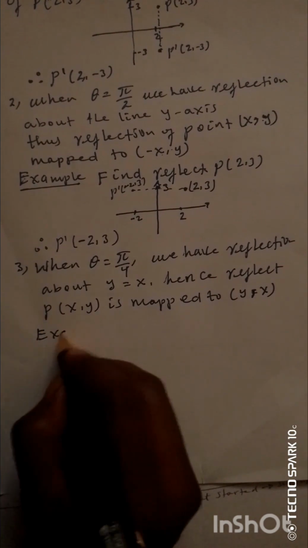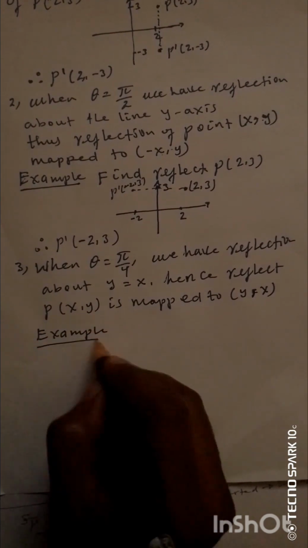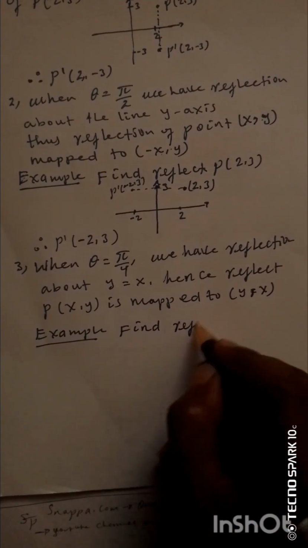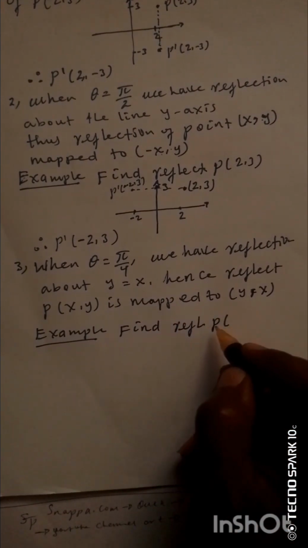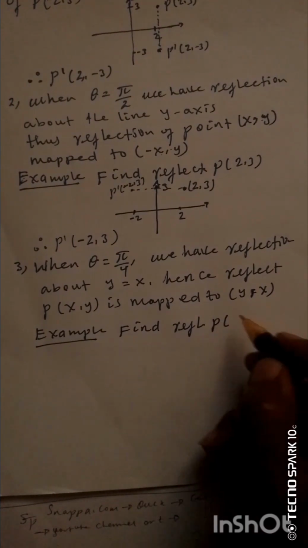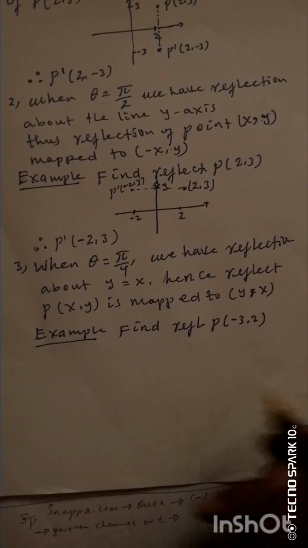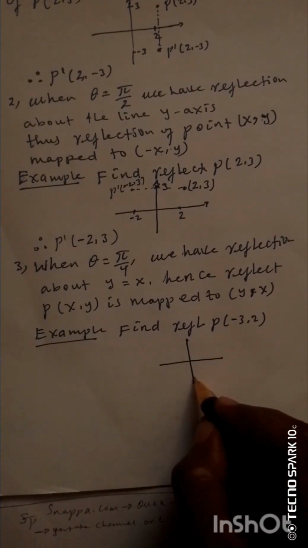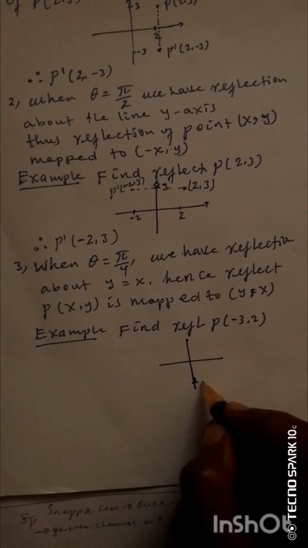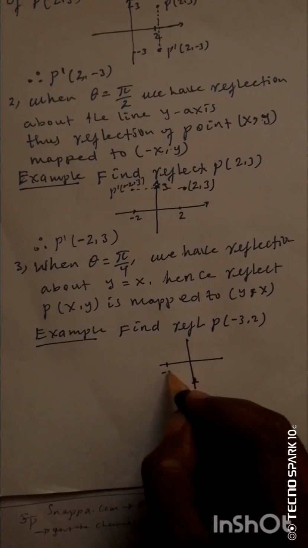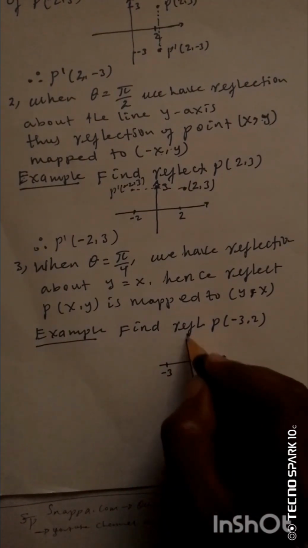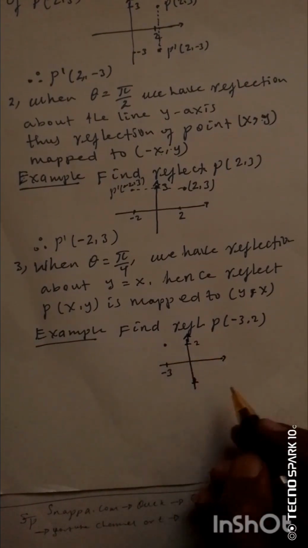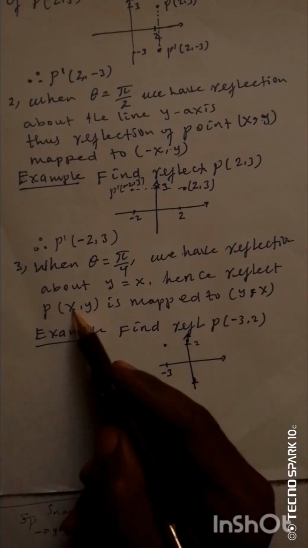Let's take an example for this one. Let's take the point minus 3, 2 to find the image of minus 3, 2 over the line y is equal to x. Satisfying the property that we have seen for theta is pi over 4, the image of a point x, y became y, x. So in this case, the image of minus 3, 2 is 2, minus 3. That is obtained by interchanging x and y.